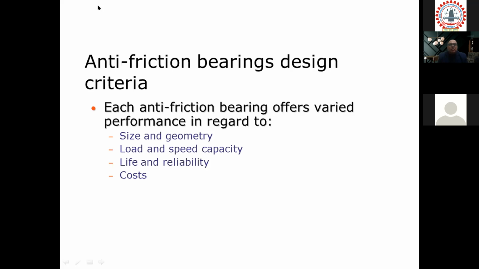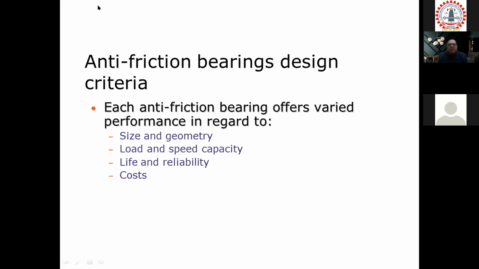Depending on how long the service interval of the machine is, how long you expect, like when you design a bearing for a vehicle, typically you are looking at a life of about 5 years. If you are looking at an earth moving machine, you might be servicing it every year, so you are looking at 1 year life. So depending on the application, what kind of life you require.